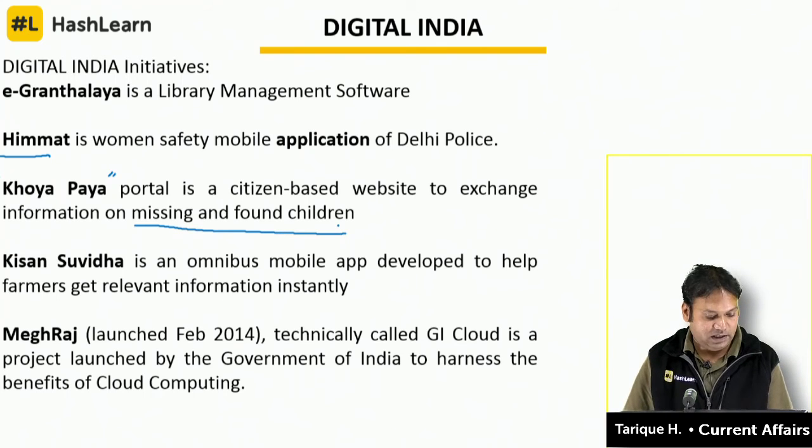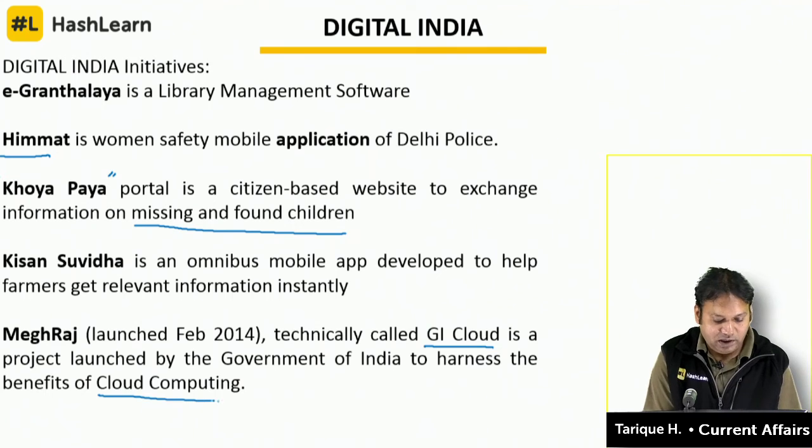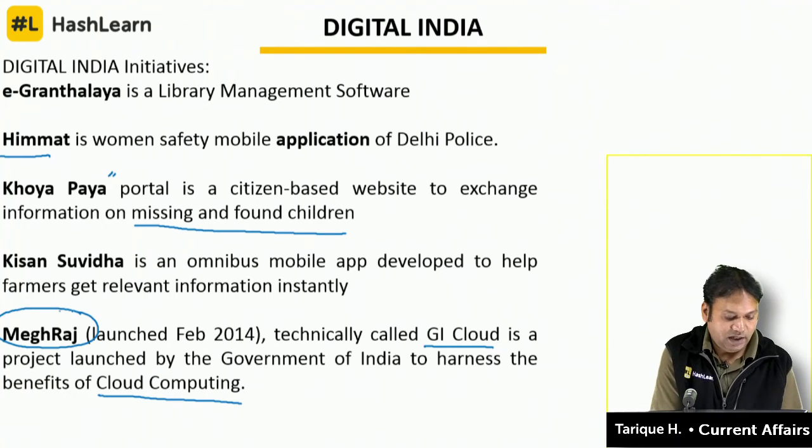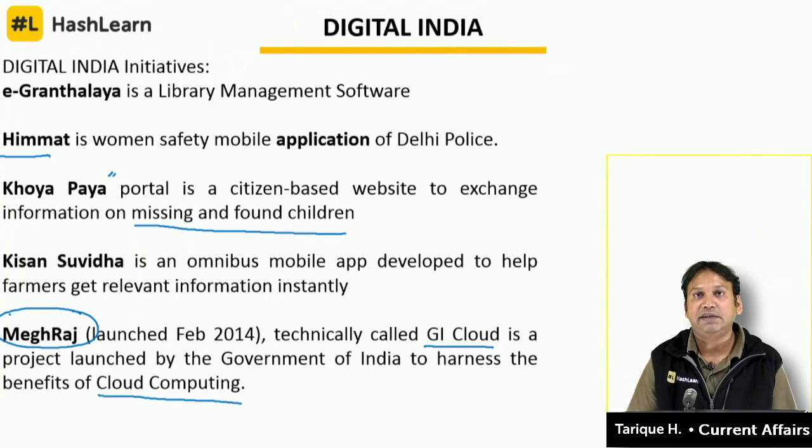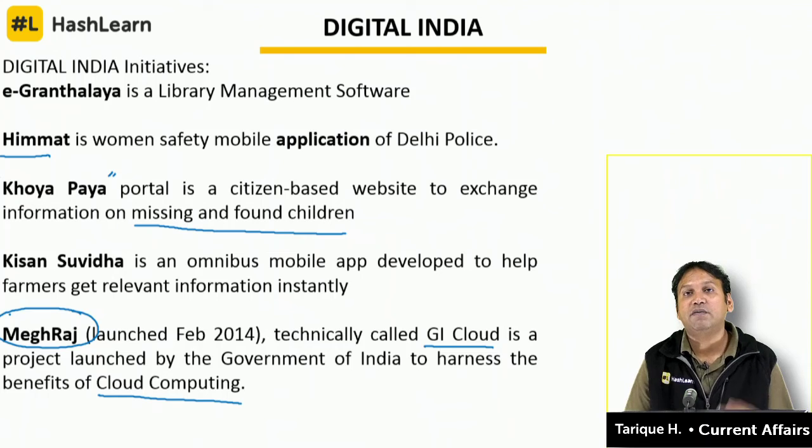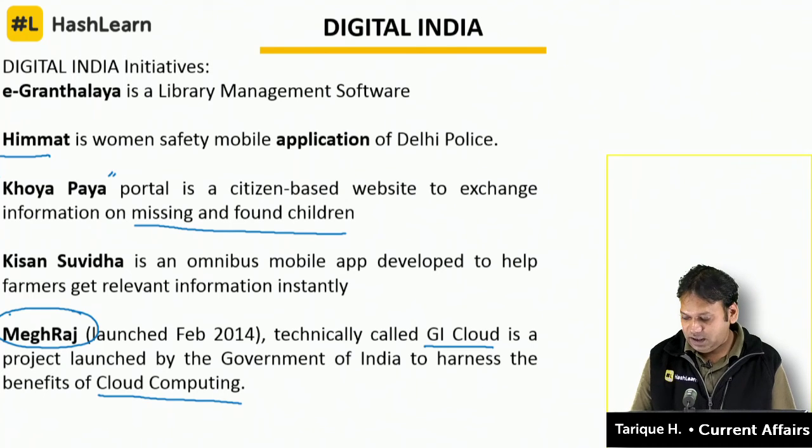Kisan Suvidha for agriculture. Meghraj, which is GI Cloud, is a project launched by Government of India to harness the benefits of cloud computing. What is the name of this? The name is Meghraj. That can come as a GK question. We can't go into details of each of these here. What I'm telling you is to go home and find out more about these. You should check online and find out more about these schemes, these initiatives under the Digital India scheme.